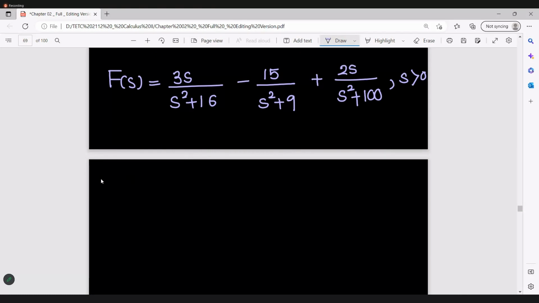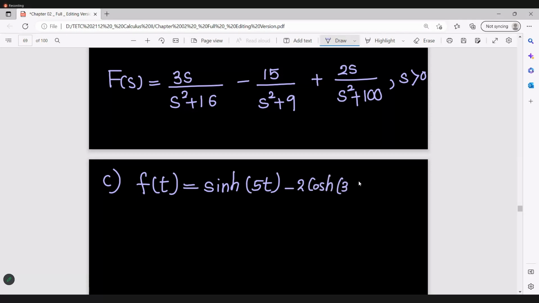Part C. f of t is given as e to the power 3t cos 95t.